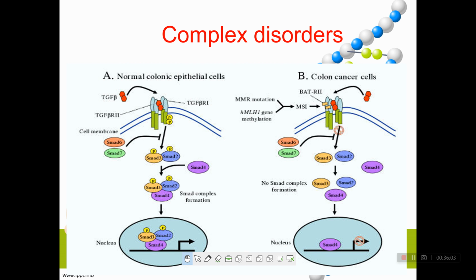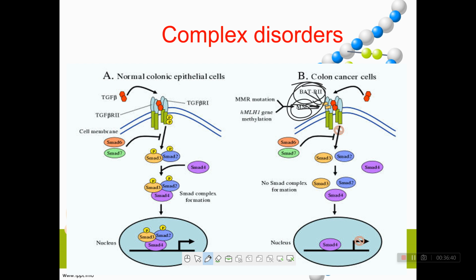Next is complex disorder. Complex disorder is a disorder from the mixing between different genes. The example of the complex disorder is colon cancer. This is a normal gene function, right? Normal gene in colonic epithelial cells, right? But here BAT-R2 is present, MS1 is present, that cause a mutation. These both cause a complex mutation in the gene.